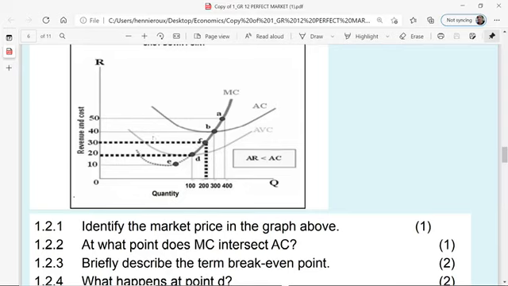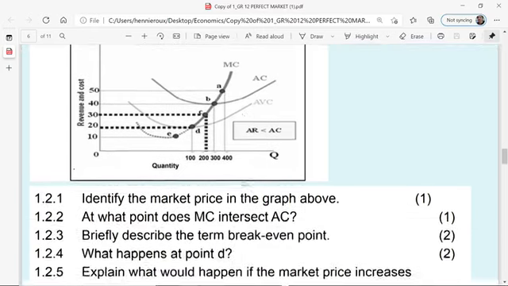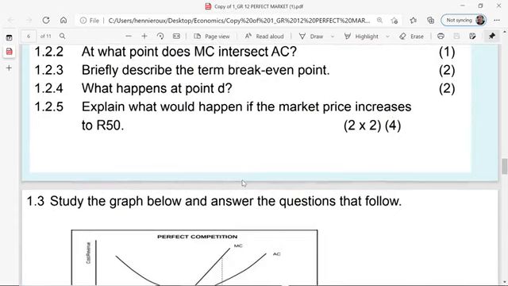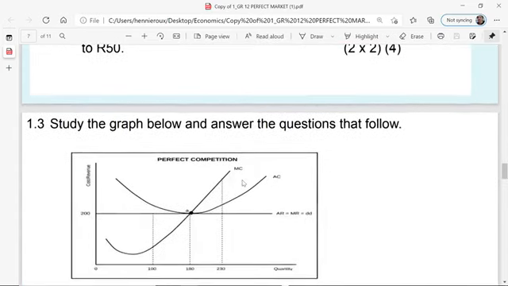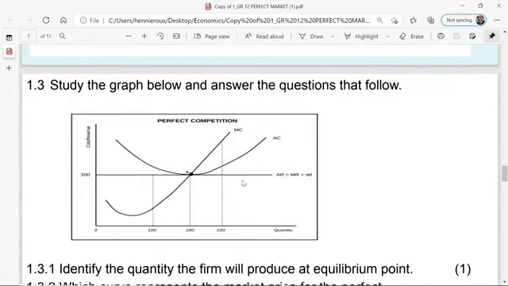But if the price had gone up to 50 Rand, then my costs will be below the amount of money that I'm earning. So then I will be making a profit, right? So then this business will be making an economic profit. Right, 1.3.